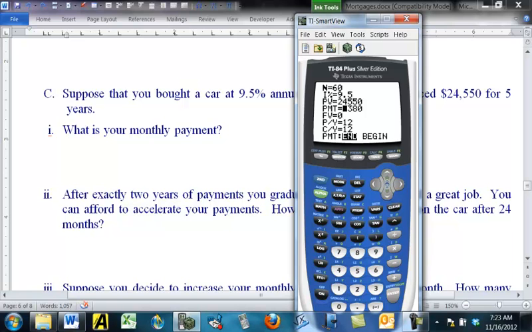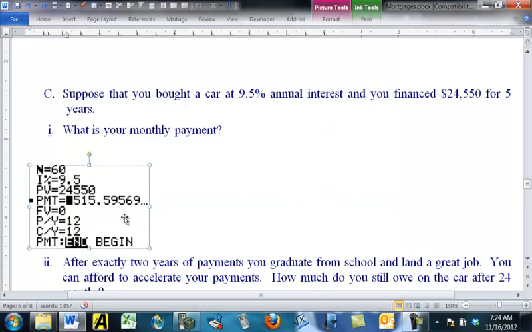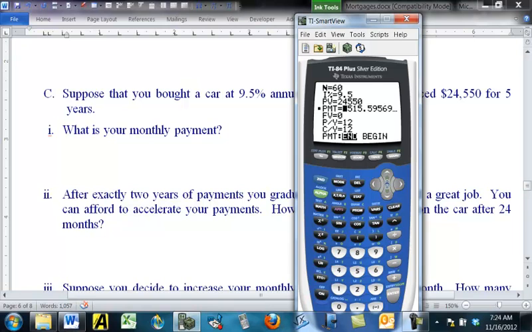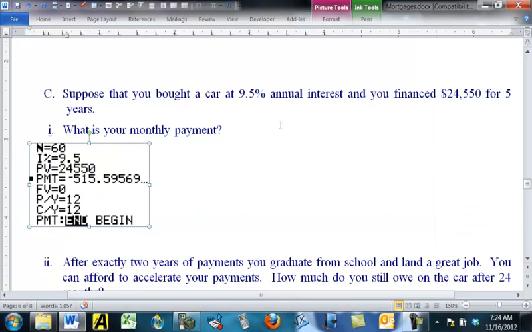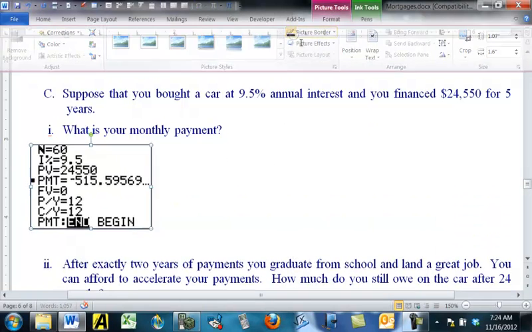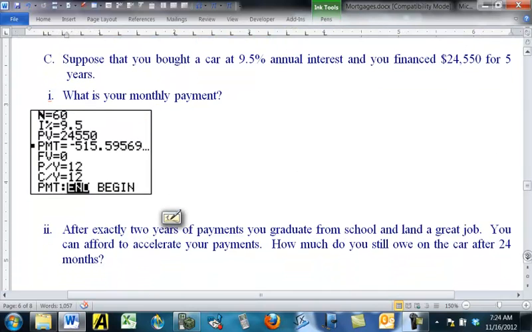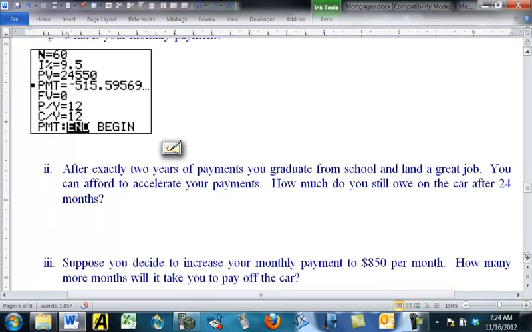Okay, future value 0, payments per year. Right here we're going to redo this one. And the payment is 500. Let's get where you can see that all. $515.60. That's your monthly payment. So let's say exactly 2 years after you do this, after 2 years of payments, you graduate from school, land a new job. How much are you going to have to do to pay off the car? How much is still owed on the car?